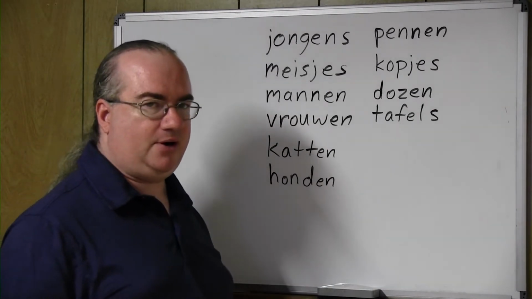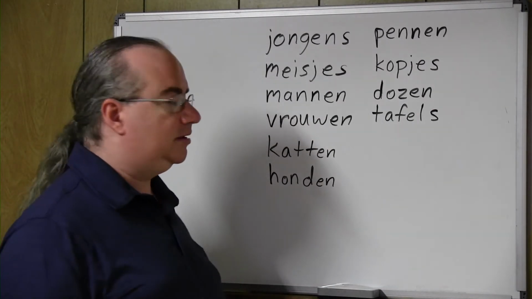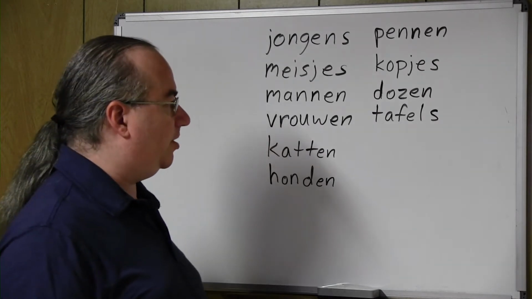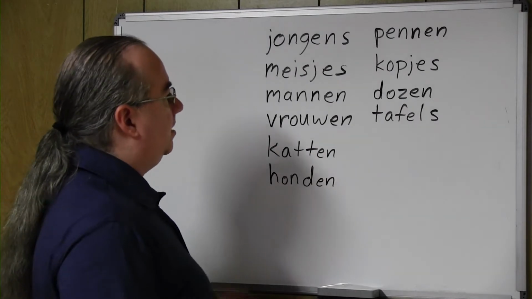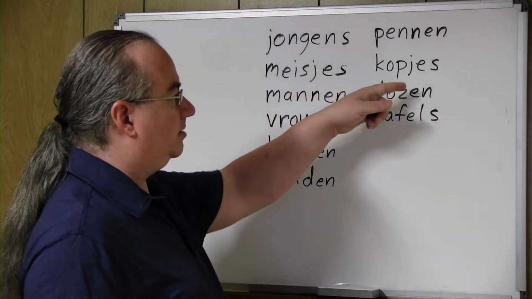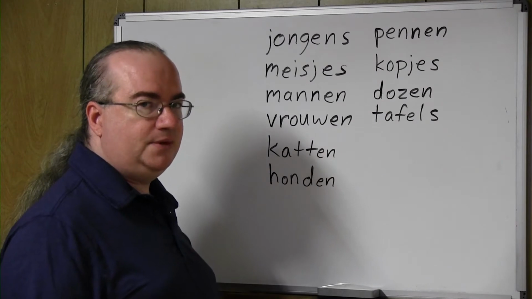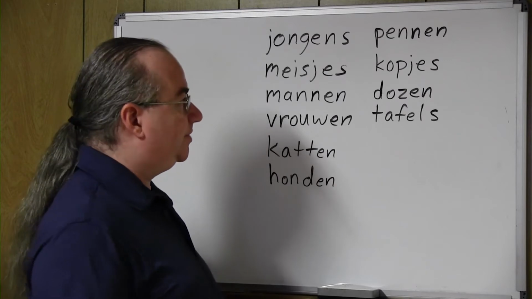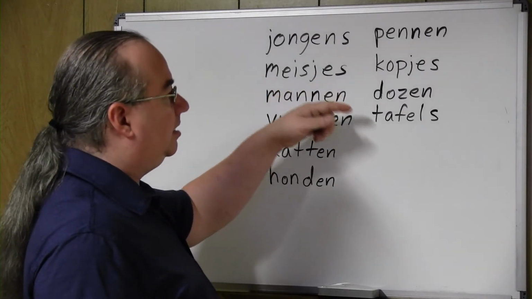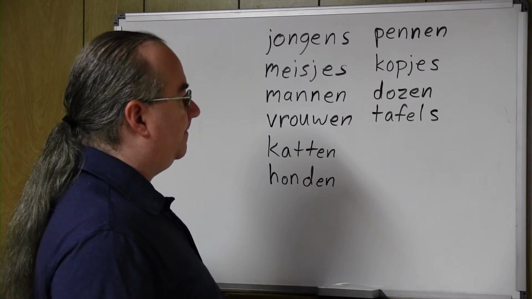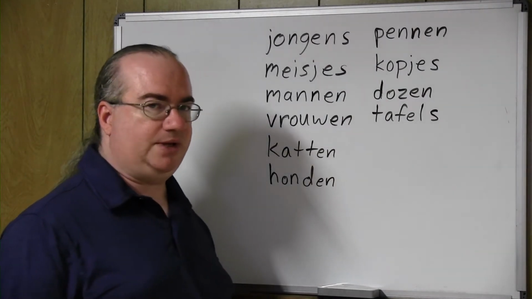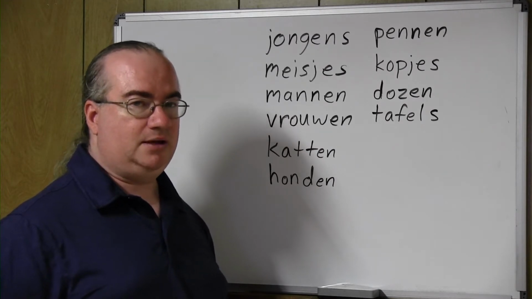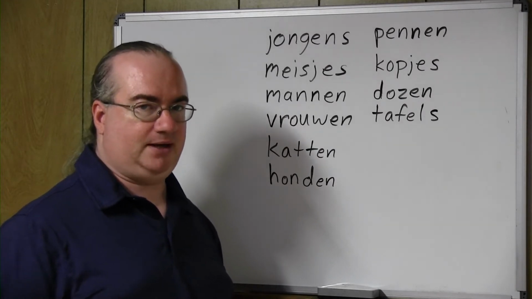Now, if you remember our de and het words, you know that most of these words normally get a de, but there are a couple of them that get het. Meisje and kopje both get het, but when they're plurals, they get de. So, de meisjes and de kopjes. All of these actually get de, whether they have a het normally or not. As soon as you make them plural, they get de.